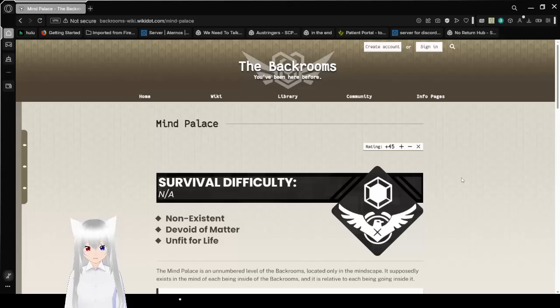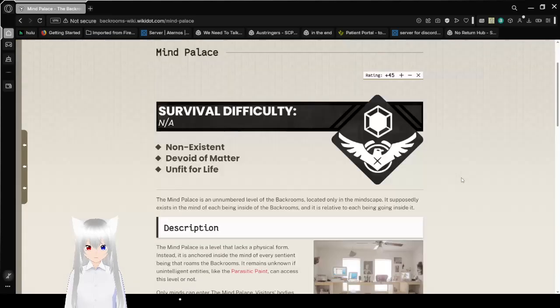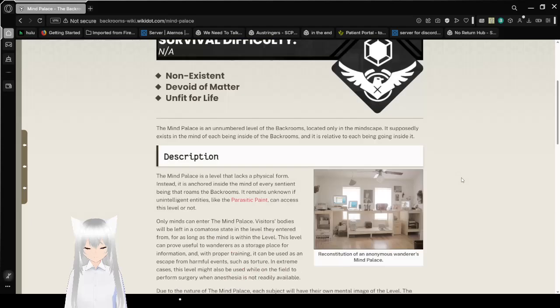Mind Palace. Survival difficulty, NA. Non-existent, devoid of matter, unfit for life. The Mind Palace is an unnumbered level of the Backrooms, located only in a mindscape. It supposedly exists in the mind of each being inside of the Backrooms, and it is relative to each being going inside it.